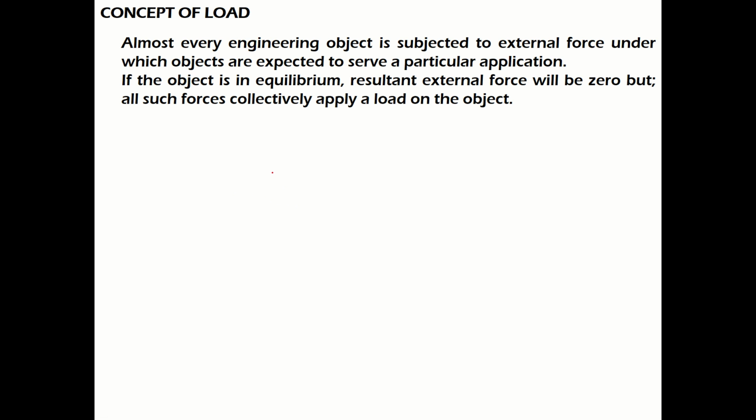Suppose we have a particular engineering object. Here is an object on which two different forces are acting at the same time. Say F1 is acting in this direction and F2 is acting in the opposite direction. So these are F1 and F2, and suppose F1 and F2 are both equal, so F1 will equal F2.